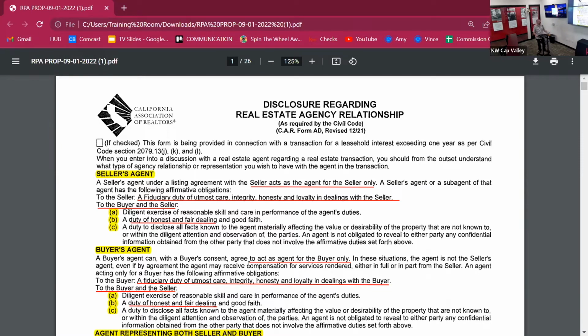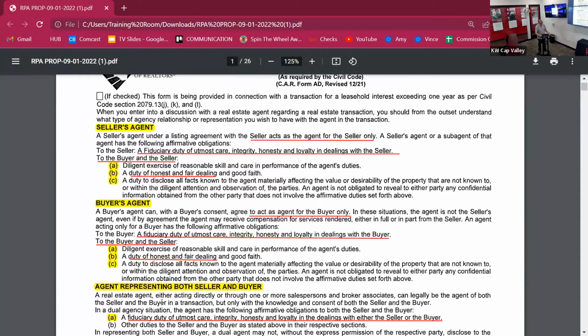The purpose of this document is not necessarily to tell the client which form of agency you have with them. It is to tell them what the different types of agency are. There are three main types. You have a seller's agent, you have a buyer's agent, and you have an agent that represents both the seller and the buyer. The seller's agent, if you look there, I've underlined a few key passages, but essentially they have a duty of utmost care, integrity, honesty, and loyalty in their dealings with either the seller or the buyer.